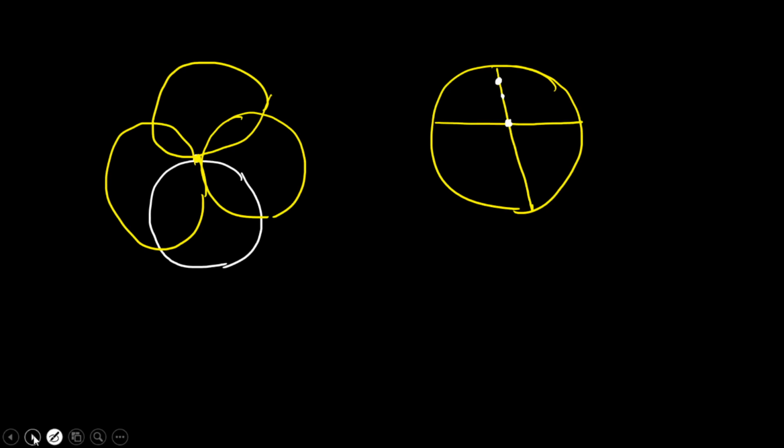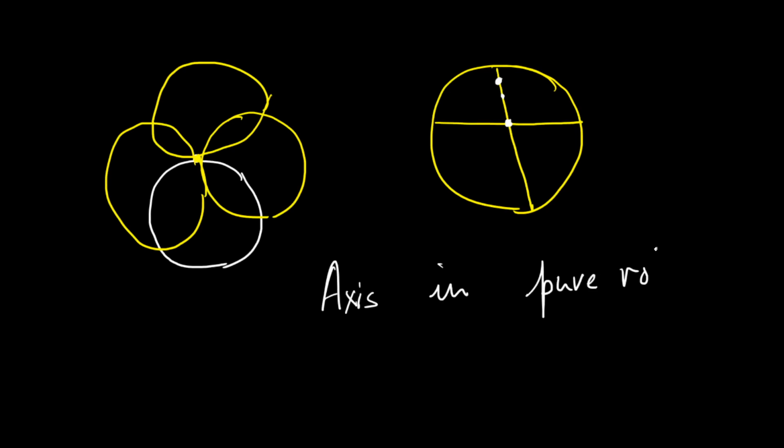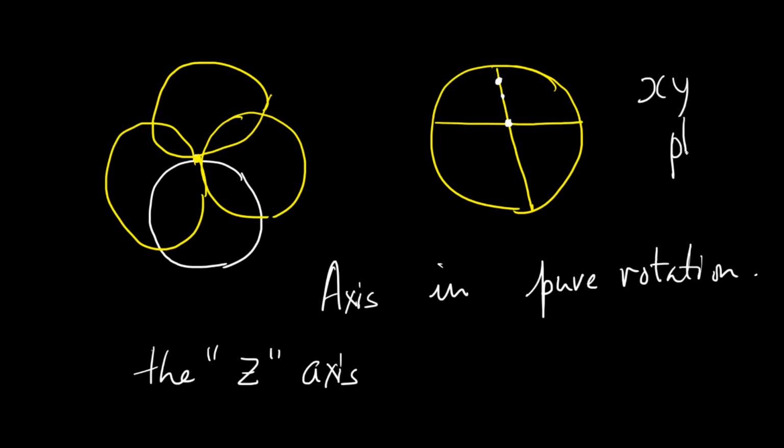Now the important point really is that the axis in pure rotation can be chosen to be the z-axis. By definition, let's just always choose that as the z-axis. Which means that the object moves in the xy plane. And what it also means is that the z-axis is truly fixed, whatever that means.